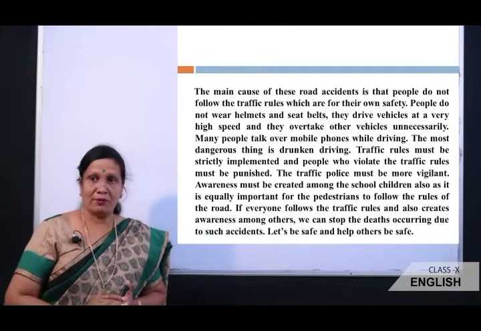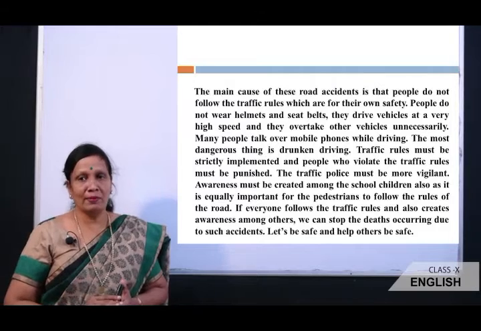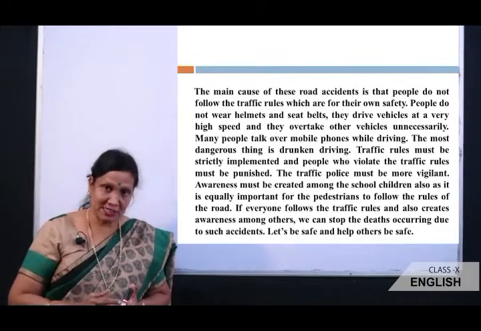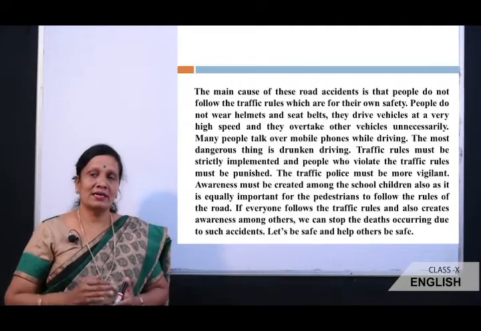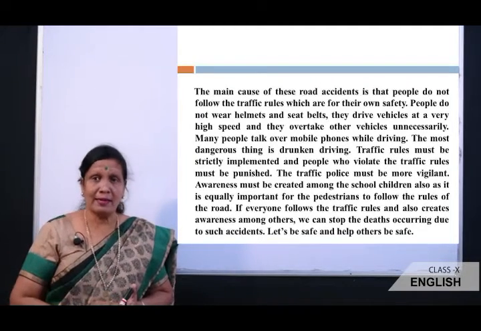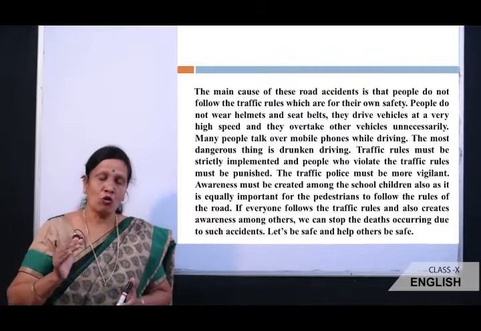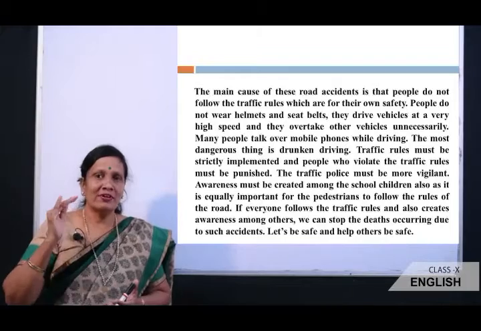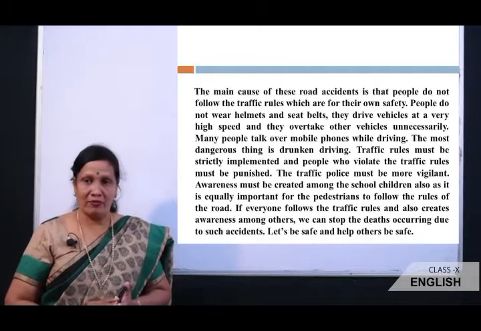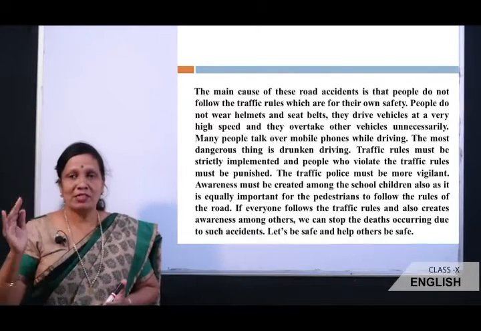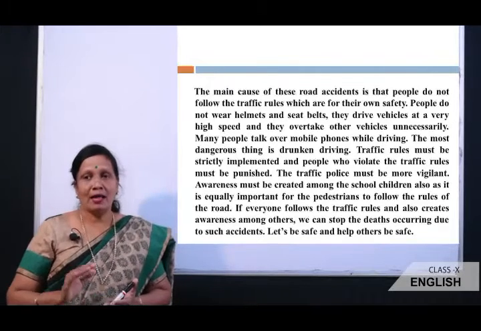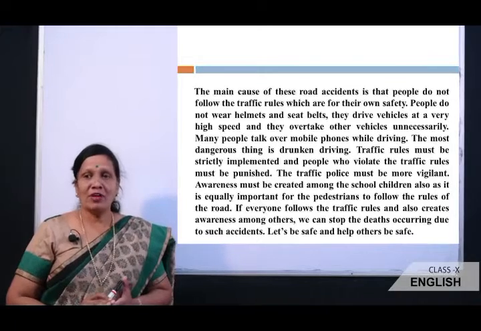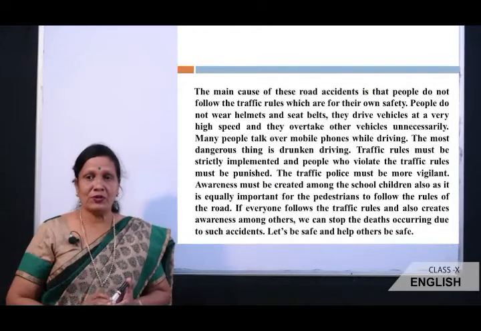for their own safety. People do not wear helmets and seat belts. They drive vehicles at a very high speed and they overtake other vehicles unnecessarily. Many people talk over mobile phones while they are driving. The most dangerous thing is drunken driving. Traffic rules must be strictly implemented and people who violate the traffic rules must be punished. The traffic police must be more vigilant.